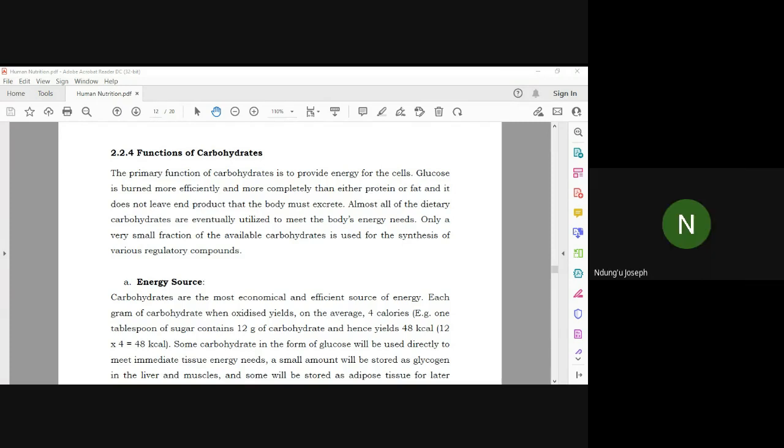Very good. Whoever is not able to see the presentation, you can refer to your notes. They are just the same.